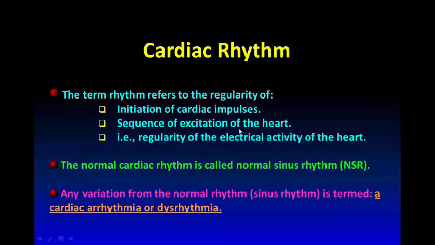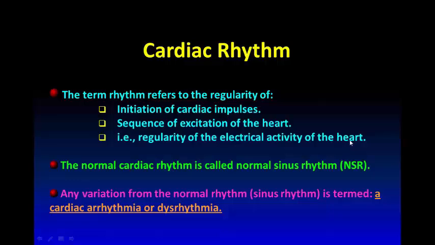We have defined what is meant by cardiac rhythm in the lecture on the ECG. The term rhythm refers to the regularity of the initiation of the cardiac impulses and the regularity of the sequence of excitation of the heart. It hence refers to the regularity of the electrical activity of the heart.